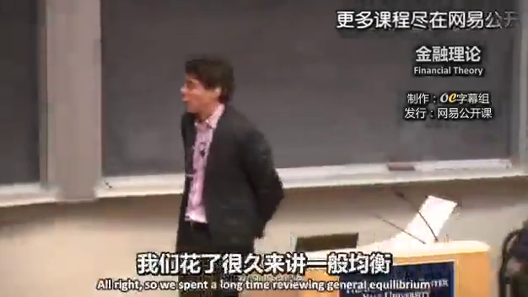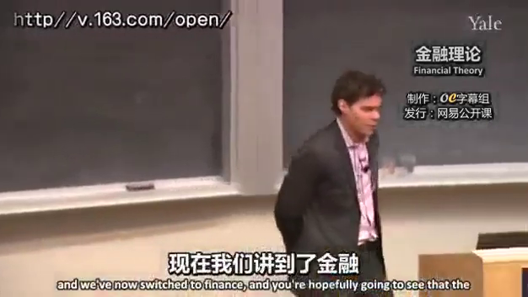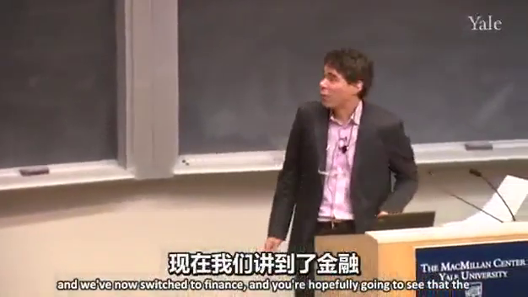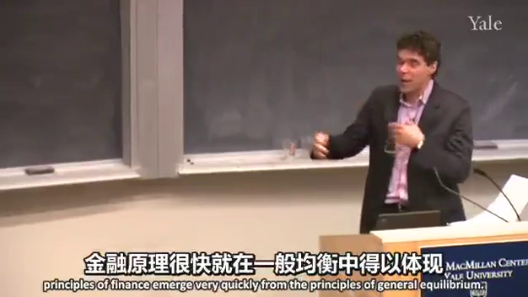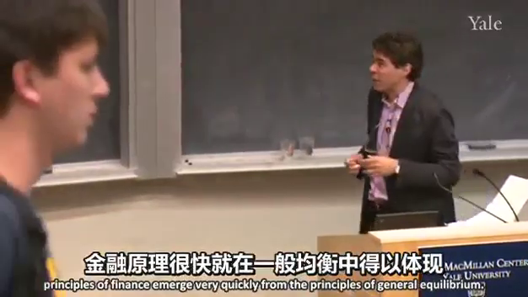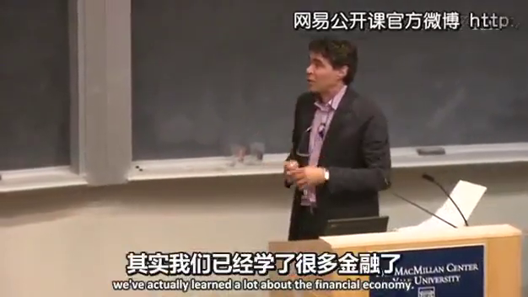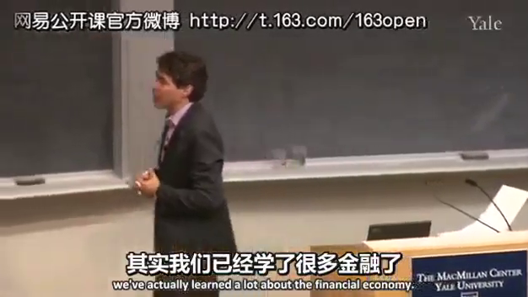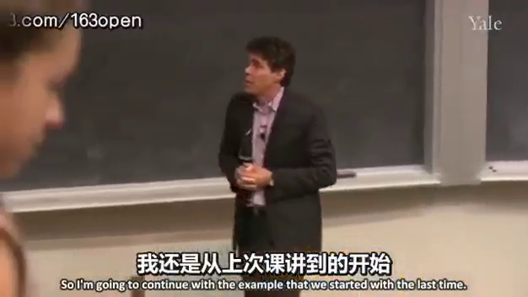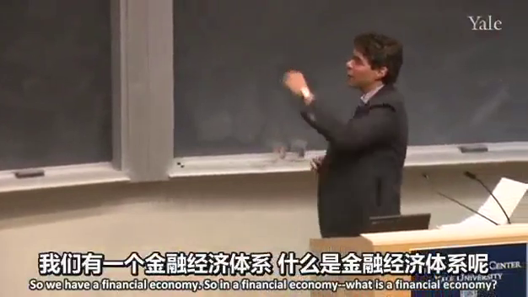All right, so we spent a long time reviewing general equilibrium, and we've now switched to finance, and you're hopefully going to see that the principles of finance emerge very quickly from the principles of general equilibrium, so that although it seems it was a long interlude, we've actually learned a lot about the financial economy. So I'm going to continue with the example that we started with last time. So we have a financial economy.